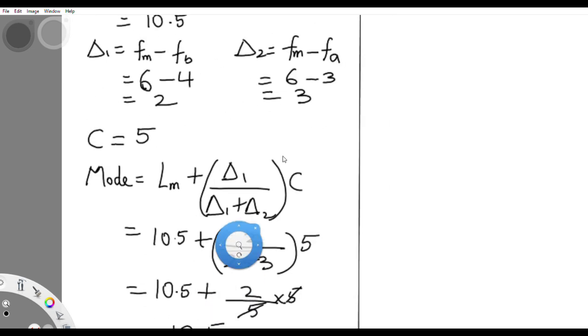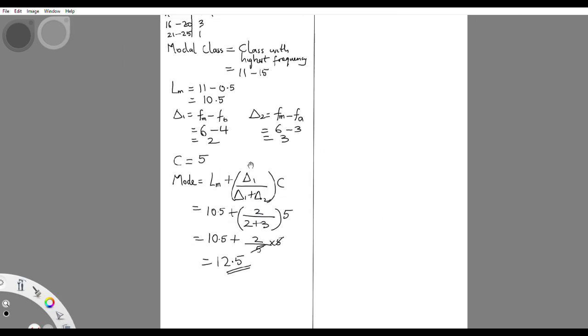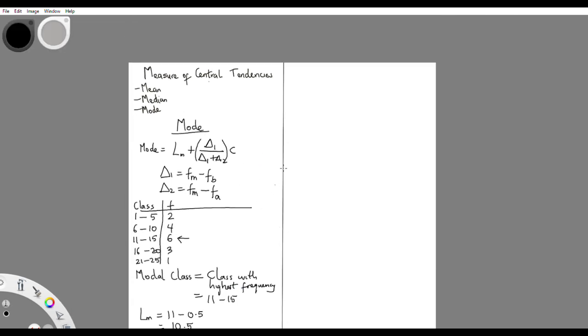And that ends measures of central tendency for grouped data. We're going to continue in our next video, where we will round off measures of central tendency with the geometric mean and the harmonic mean.